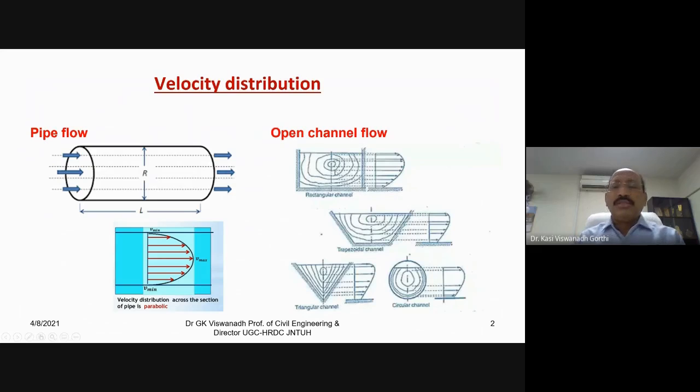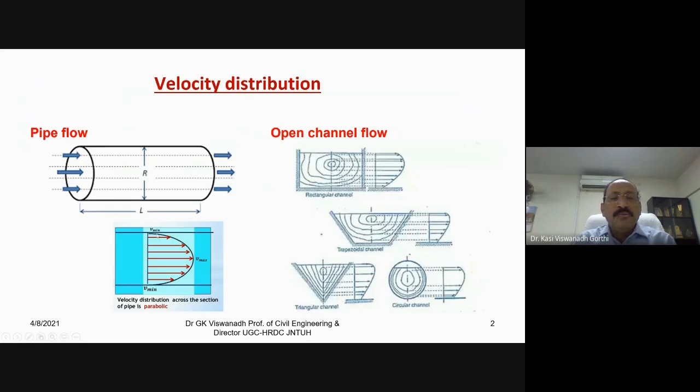Similarly, for open channel flow also, we have a velocity distribution at a given section, be it a rectangular, trapezoidal, triangular, or circular section. Here you may notice that the pattern of the velocity distribution in all the cases is almost similar. Only thing is, this is point number 1: as compared to pipe flows, this velocity distribution is different.